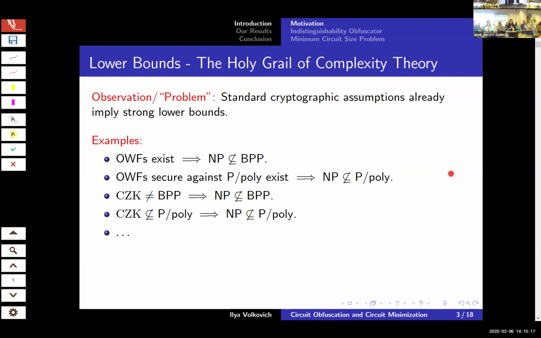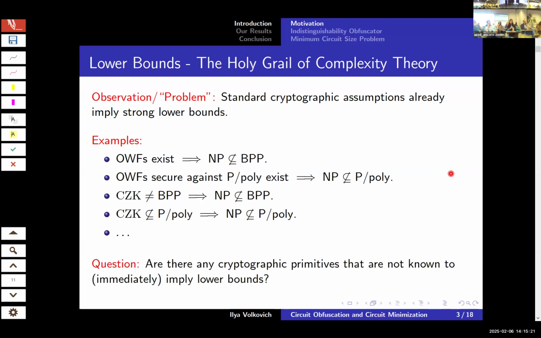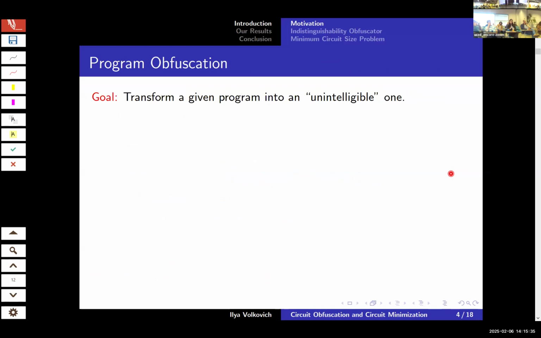So in order to have any meaningful conversation, we should at least start by asking: are there any cryptographic primitives that do not imply those lower bounds, at least not immediately? Well, there happen to be a few, and you heard about them, but I'm going to introduce one. One such primitive is obfuscation. So what's the deal with obfuscation? We already heard about it before, but let me try to reiterate.